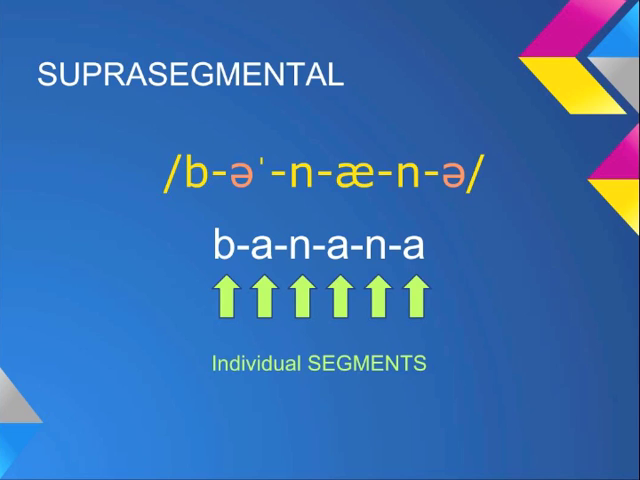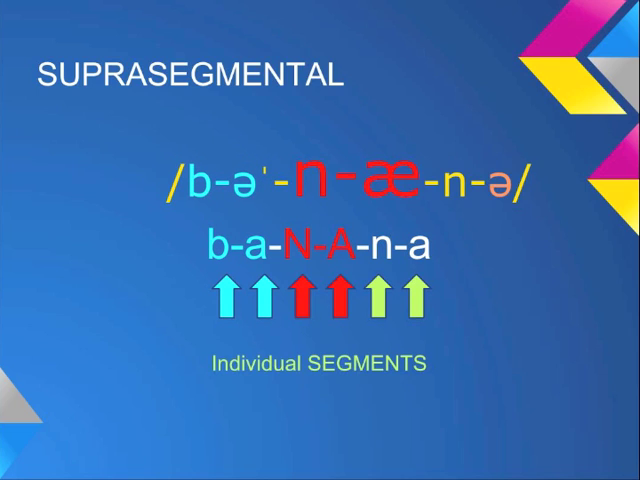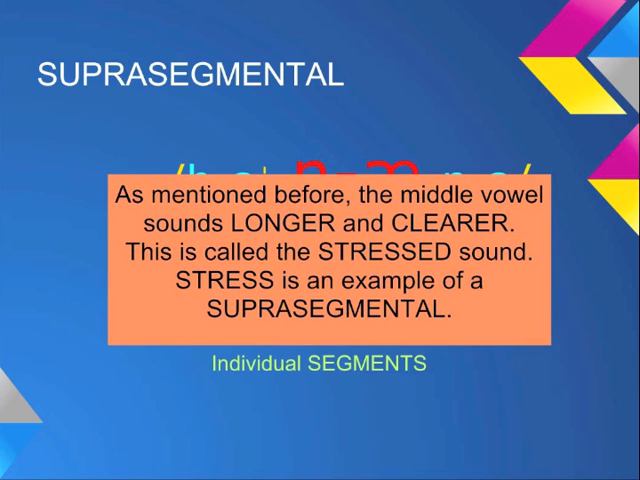Now, notice how we look at the word again, but this time focusing at the suprasegmental level. B, na, n. As mentioned before, the middle vowel sounds longer and clearer. This is called the stressed sound. Stress is an example of a suprasegmental.